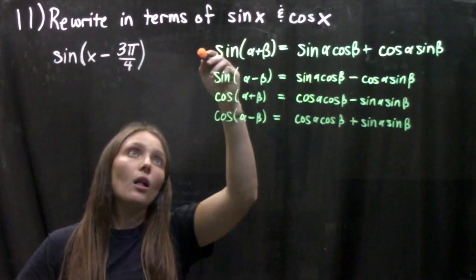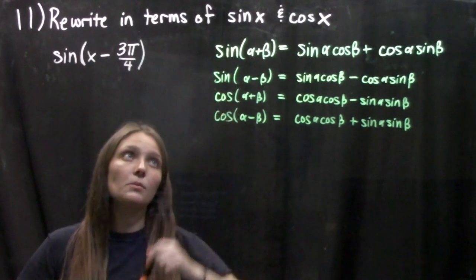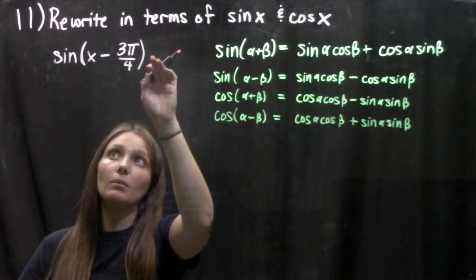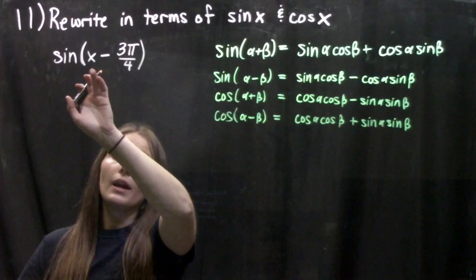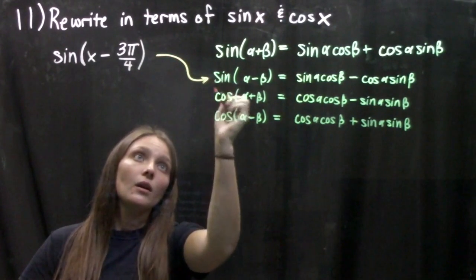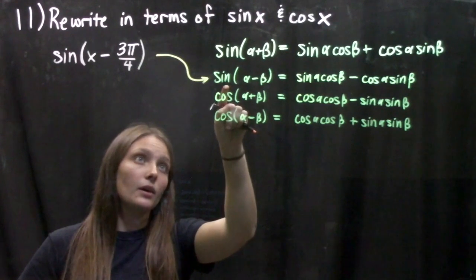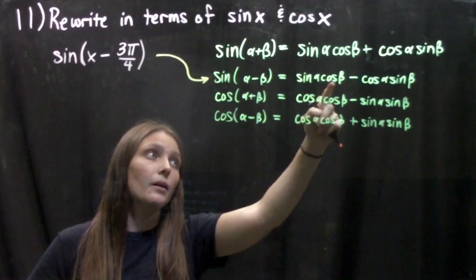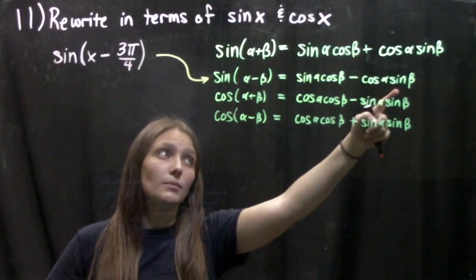And I've written here all of our sum and difference identities. So first what we need to do is identify which one of these identities lines up with this problem. So we've got sine of an angle minus another angle. So that one lines up with our difference sine formula here. So we've got sine of alpha minus beta equals sine of alpha times the cosine of beta minus the cosine of alpha times the sine of beta.